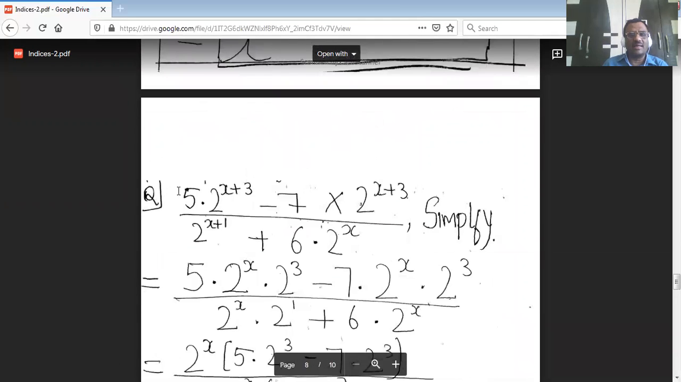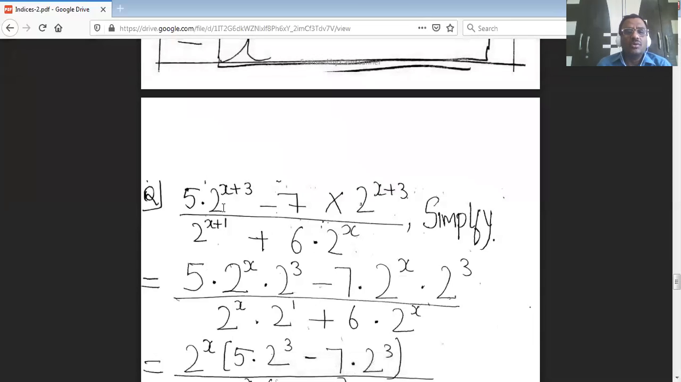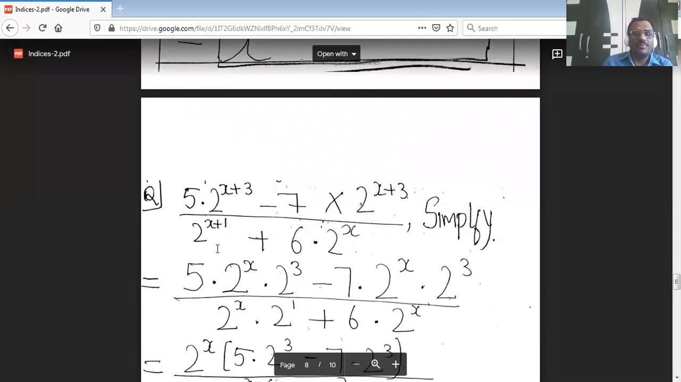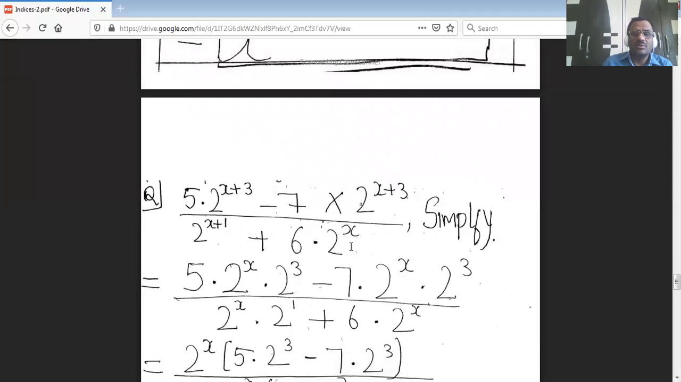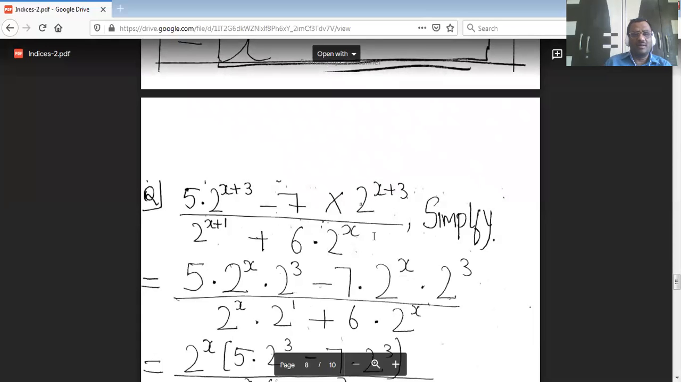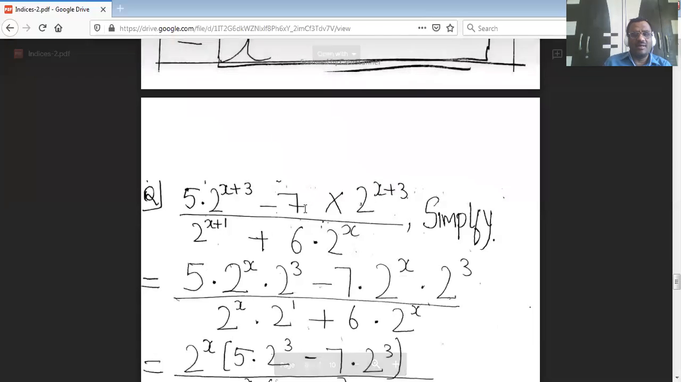This is exactly the simplified form of 5 into 2 power x plus 3 minus 7 into 2 power x plus 3 divided by 2 power x plus 1 plus 6 into 2 power x. This is the simplified form. I'll explain it again for your convenience, so that you can understand it better. This is a simple case where you can understand all the laws with ease.